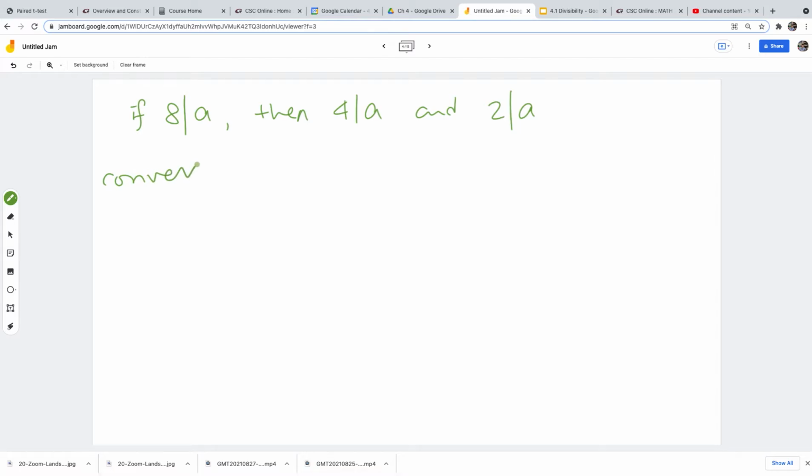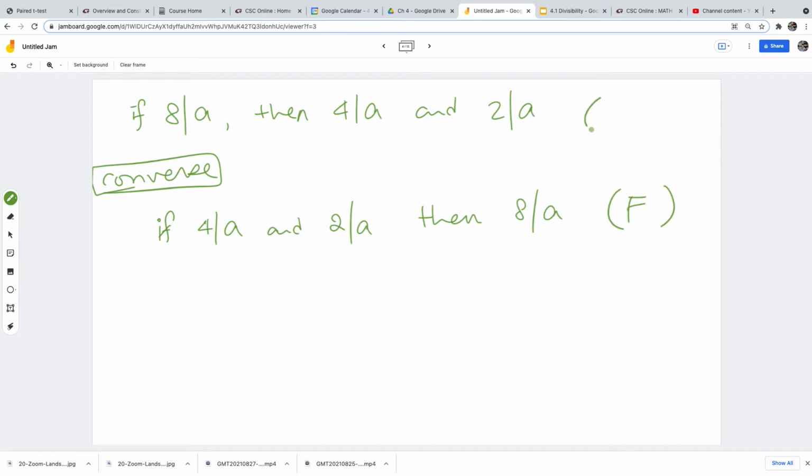What's the converse? We learned about converse in Math 137 a long time ago. The converse is this: if 4 divides A and 2 divides A, then 8 divides A. We say this is a false statement, even if the original is a true statement. To prove a false statement, we can always show a counter example. We did this in Math 137 as well.